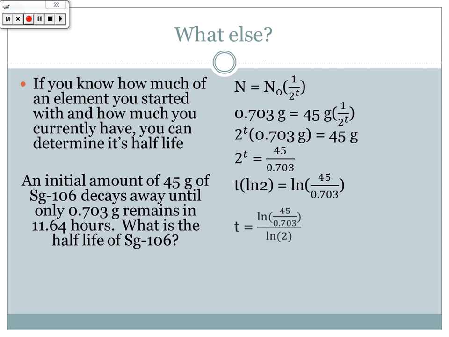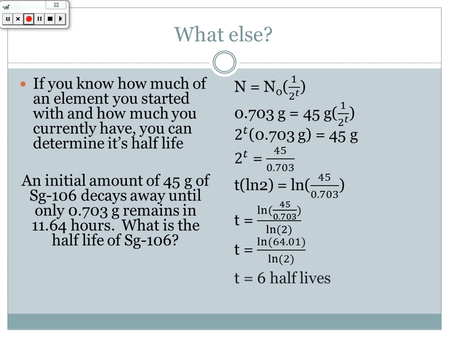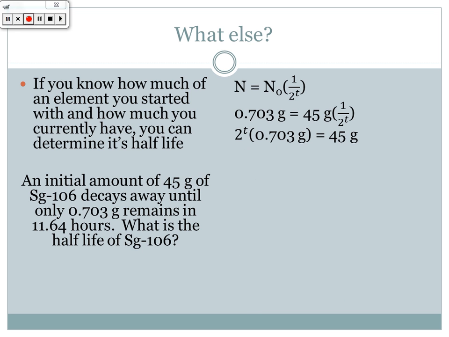To isolate T, I'm going to divide both sides by the natural log of 2, where 45 divided by 0.703 is around 64.01. So the natural log of 64.01 divided by the natural log of 2, plug that all into the calculator, and you get T is equal to 6, or 6 half-lives. Now to figure out how long the half-life is then, I take the number of hours that have transpired, 11.64 hours, and divide by the number of half-lives, which equals a 1.94 hour half-life. Okay?